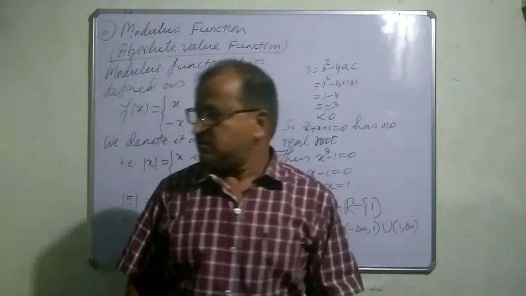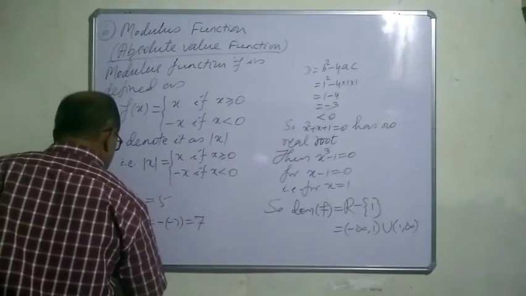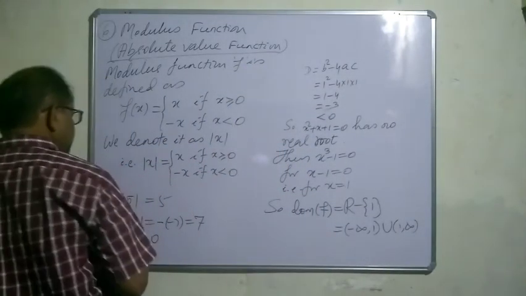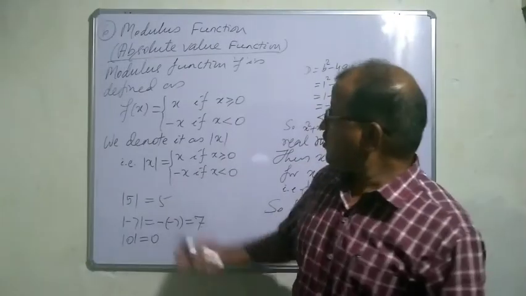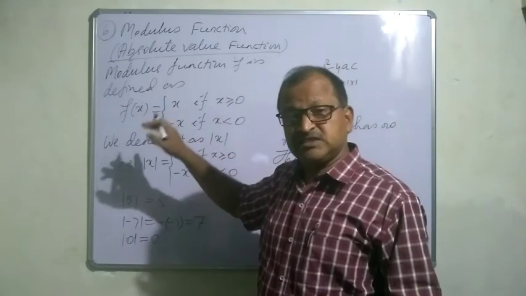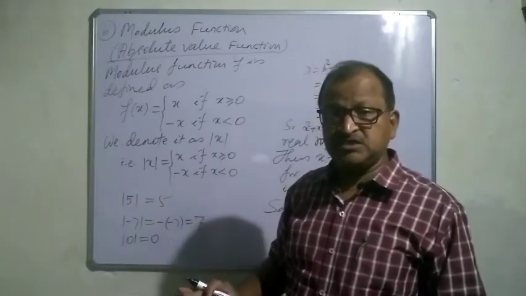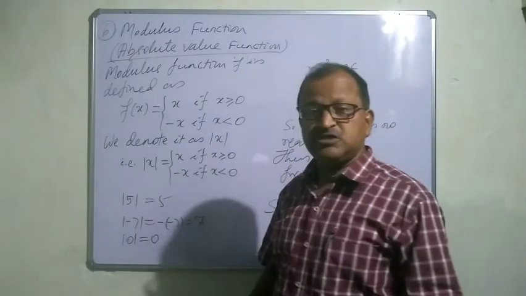Okay. So what will be the modulus of 0? Yes, it is simply 0. Because for x greater than or equal to 0, modulus of x is x itself. So modulus of 0 is 0.